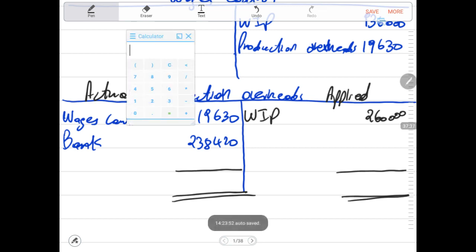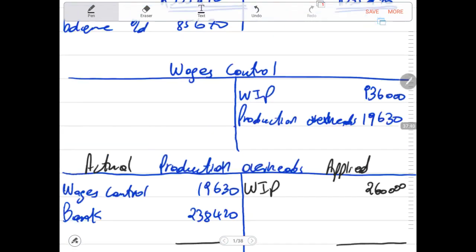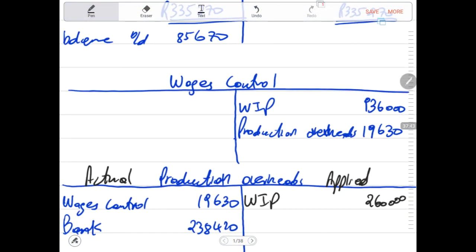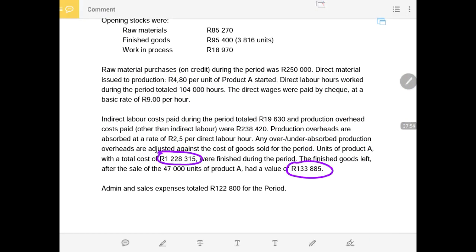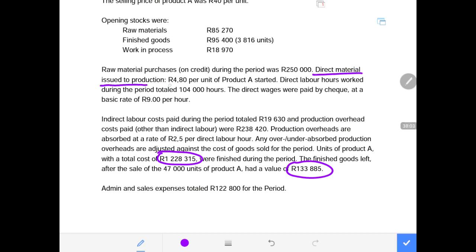Then we now go to our direct labor ledger account. In our direct labor ledger account, we will have the total, which is our bank. I want to check: did we pay for these wages or were they not paid for? Let us verify that. If they were paid, then we can use bank. If they're not paid, then it will be wages payable. It says direct labor issued 480 per unit. Direct labor hours worked was 104,000. Then the direct wages were paid by check at a rate of 9 rand per hour.